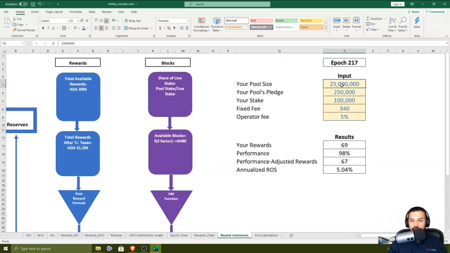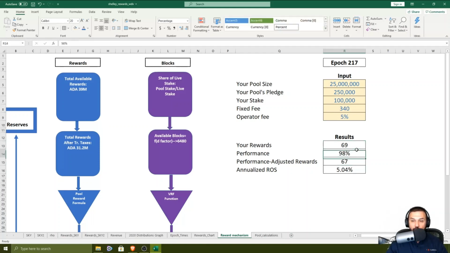Now, in this section over here of the file, I have the pool size. For instance, we have a pool of 25 million, the pool pledge, your stake in the pool, the fixed fee and an operator's fee, and that basically gives you a result of how much your rewards are going to be for epoch 217. Now, this is basically your rewards if the pool performed at 100%.